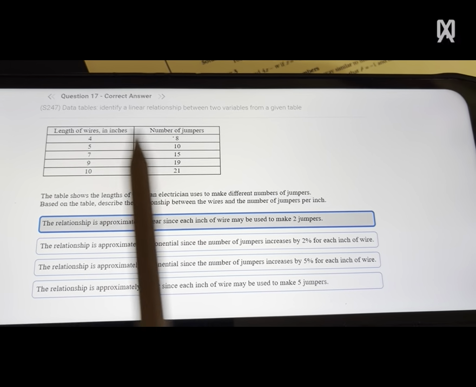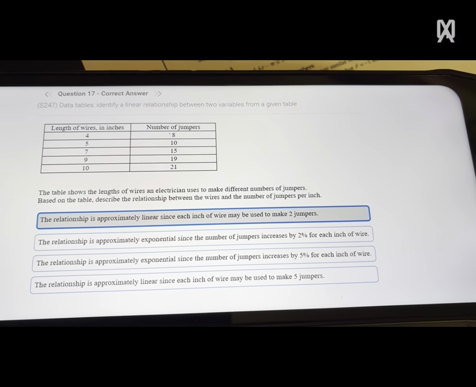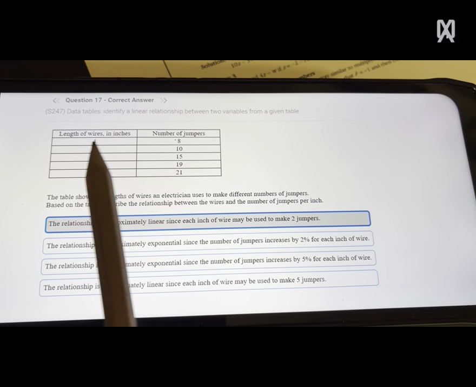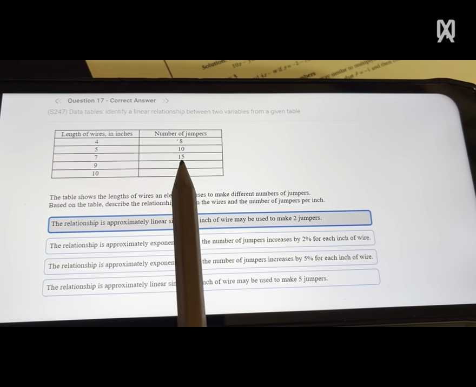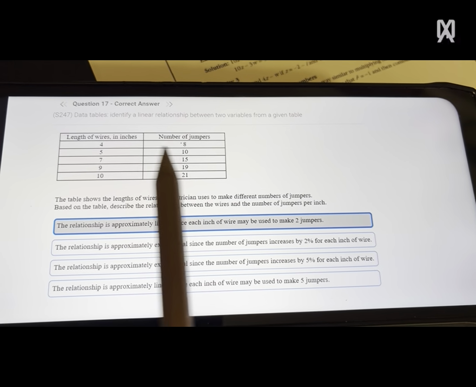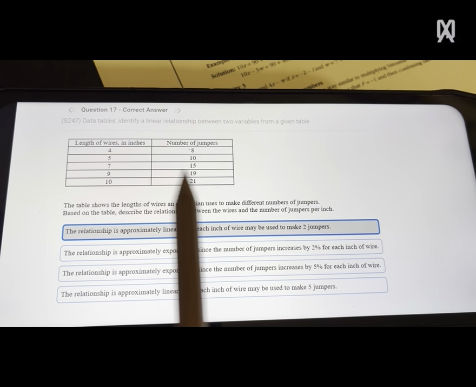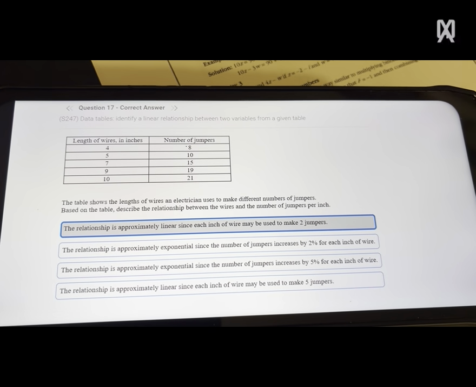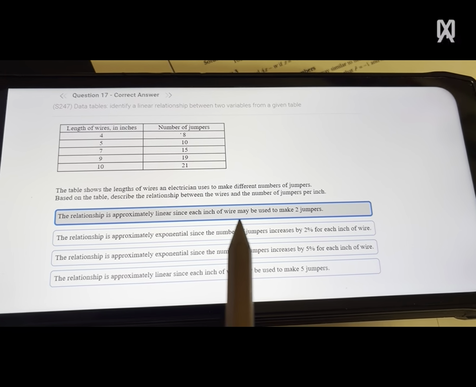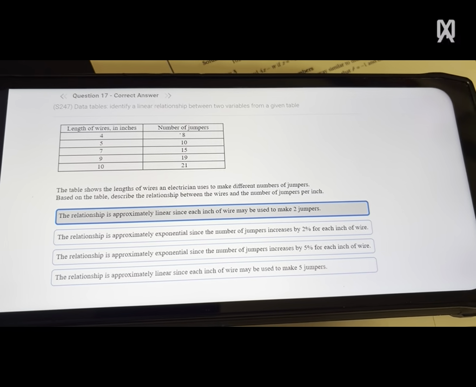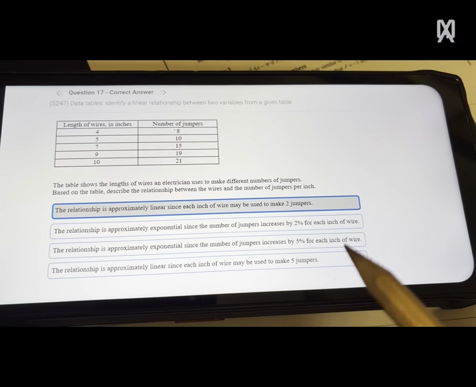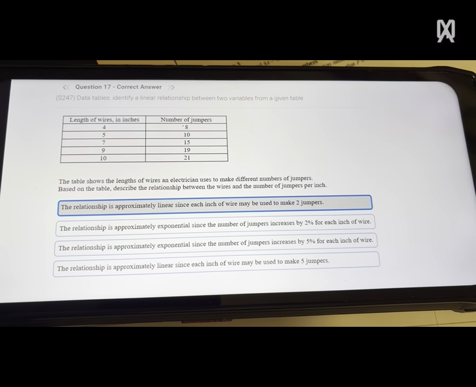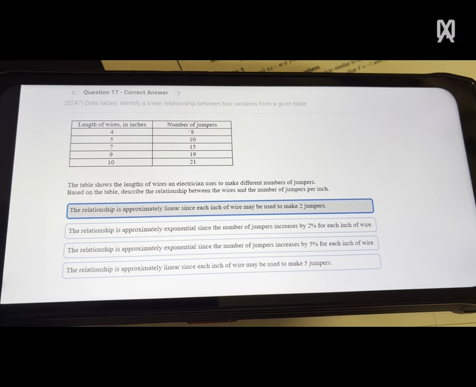The relationship is approximately linear, and it is double. Like if 4 times 2 is 8, 5 times 2 is 10, 7 times 2 is 14, which is approximately 15, 9 times 2 is 18, 10 times 2 is 20. So this is approximately double. So the relation is approximately linear since each inch of wire may be used to make 2 jumpers. All the remaining answers are wrong, and we solved this in, I think, the previous week.